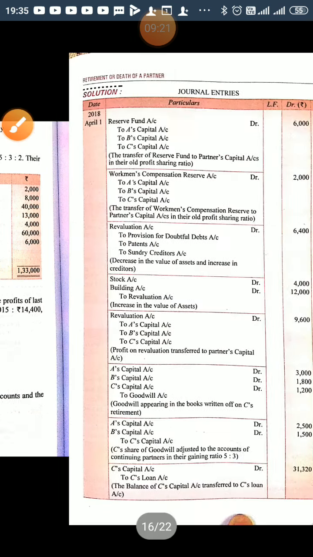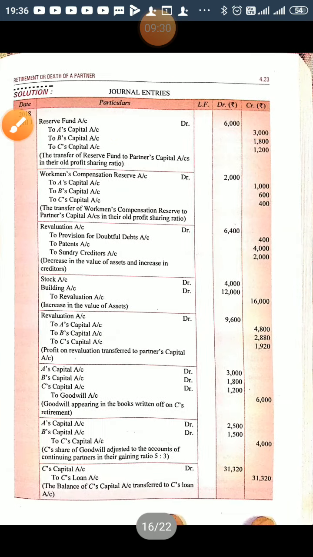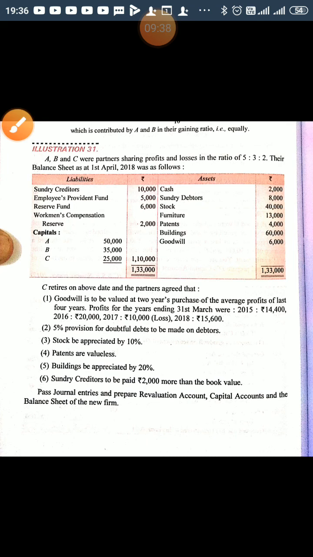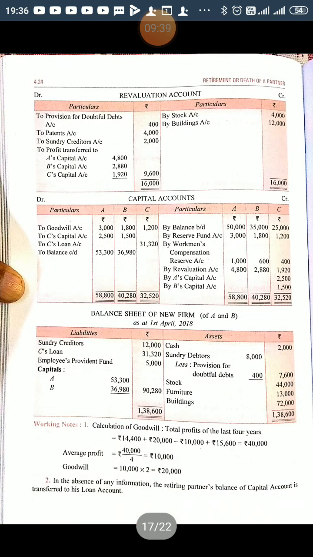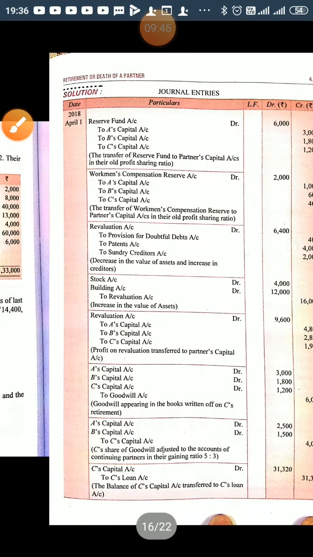Now, the next item given on the liability side is partners capital balances. So that will be brought down on the credit side of the partners capital account by balance b/d, right? So next in the question is cash. There is no adjustment related to cash, so cash will be shown as it is on the asset side of the balance sheet, 2,000, right?